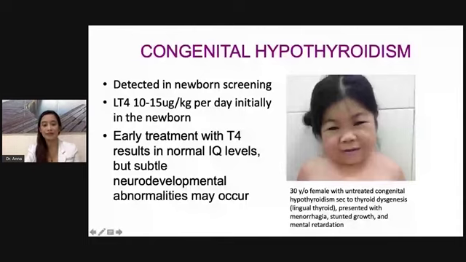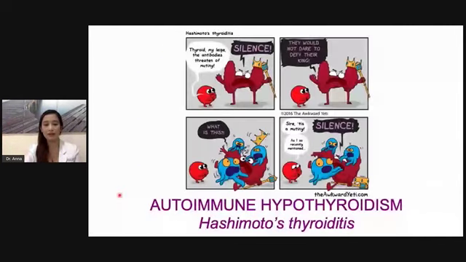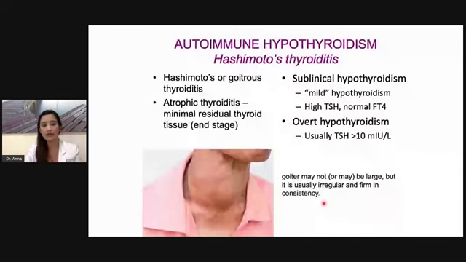Okay. So now we move forward to autoimmune hypothyroidism. The most common form will be Hashimoto's thyroiditis. So in this scenario, you have autoantibodies attacking your thyroid. So even when your thyroid gland is destroyed, this will result in hypothyroidism. So in Hashimoto's thyroiditis, or goitrous thyroiditis, you can have a goiter.